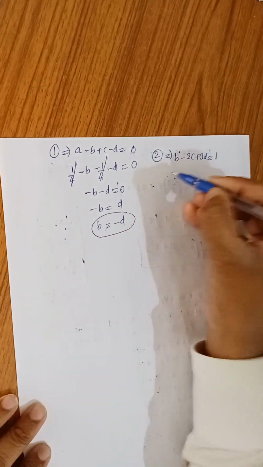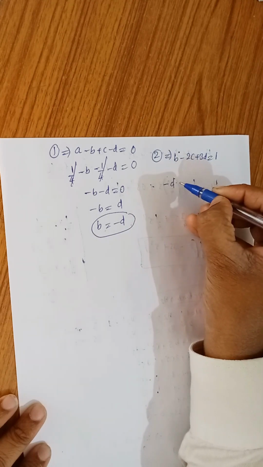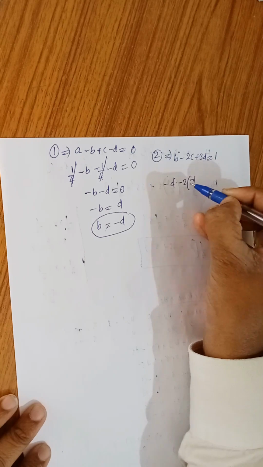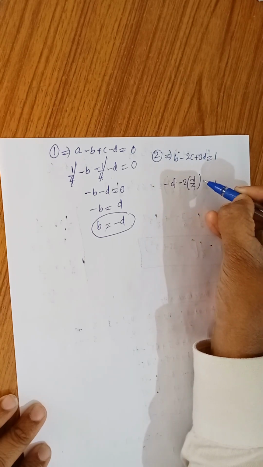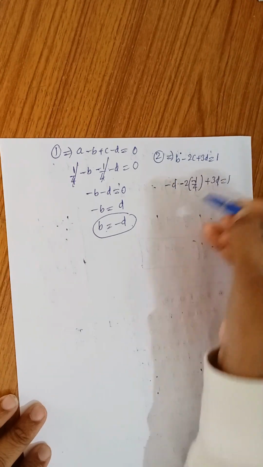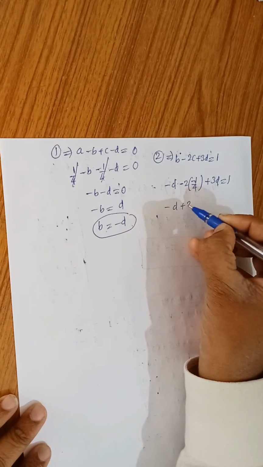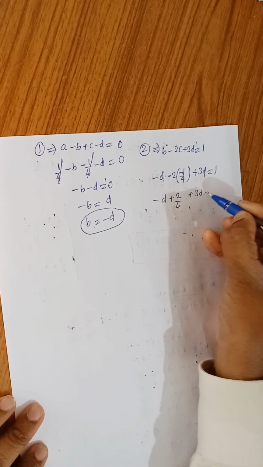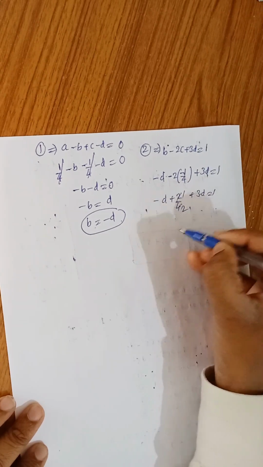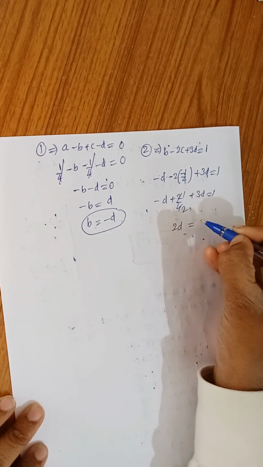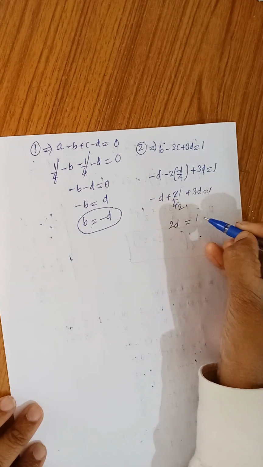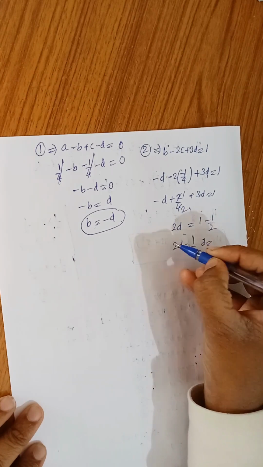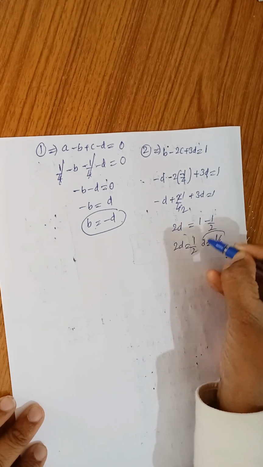So if b is minus d, let me substitute that b as minus d here. Minus d minus 2 into the value of c, minus 1 by 4, plus 3d equal to 1. So minus d plus 2 by 4, because minus into minus is going to be plus, 3d equal to 1. So this is going to be half. So 3d minus d is going to be 2d. 2d equals 1 minus half, so 2d is going to be half, or d equals, this 2 goes to the other side, 1 by 4.